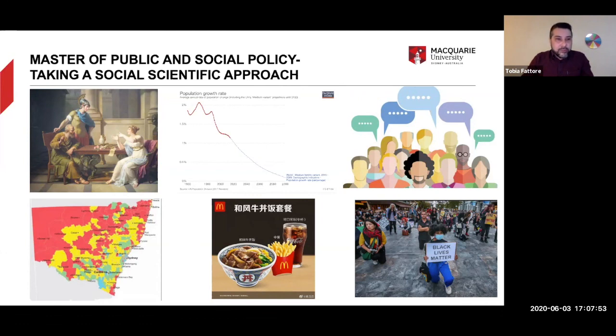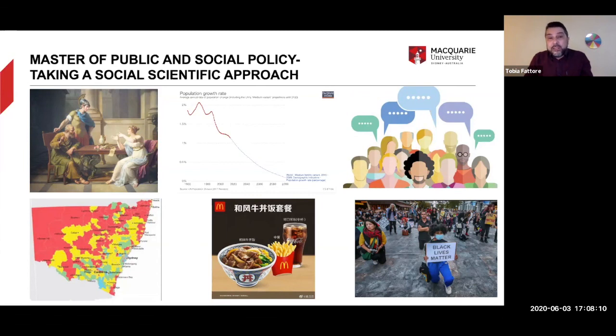So the top left image is of some philosophers. And I've included this because in the Master of Public and Social Policy, we discuss questions about how we can justify our claims and also what counts as evidence.